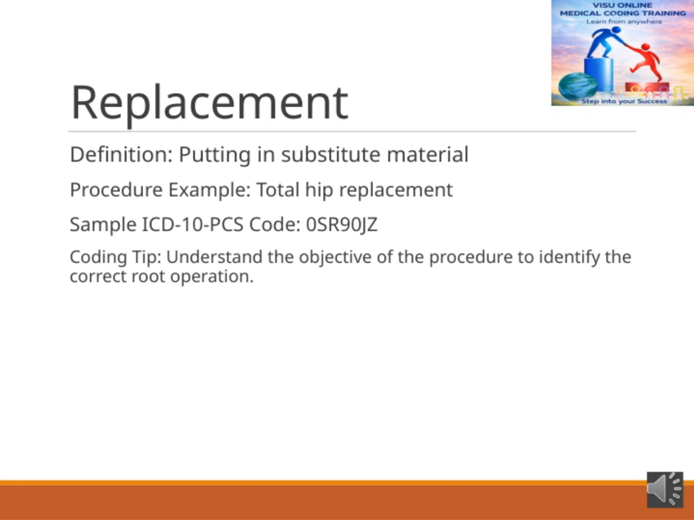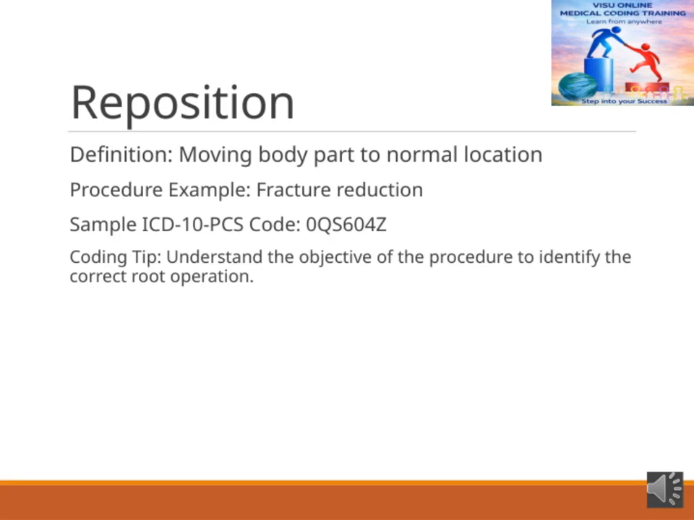All right, let's talk about repositioning. Essentially, this means moving a body part back to its normal location. It's a common step in many procedures to restore proper anatomy and function. For example, take fracture reduction, when a broken bone is realigned to heal correctly. The sample ICD-10 PCS code for this is 0QS604Z.